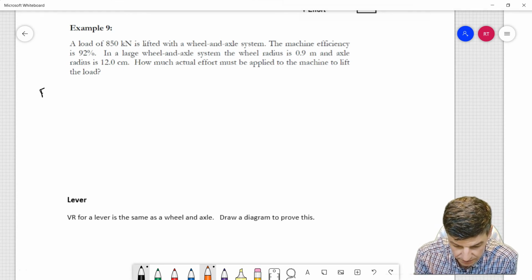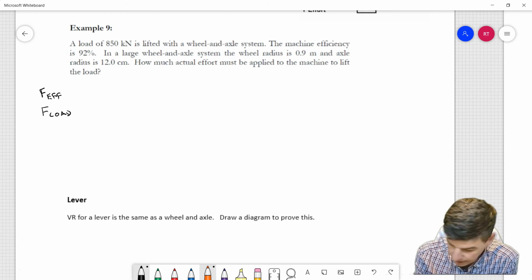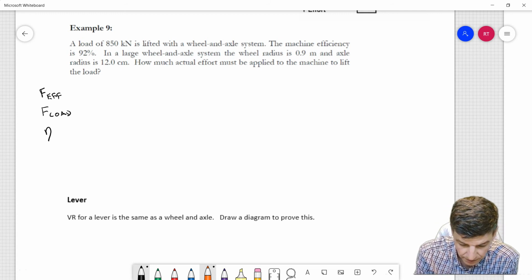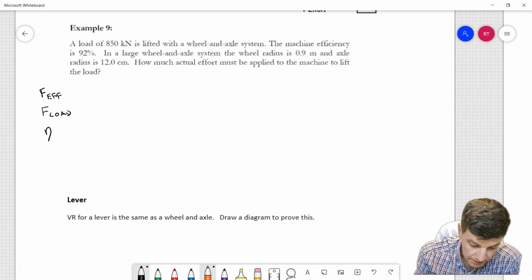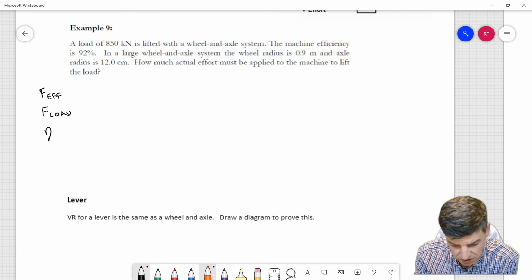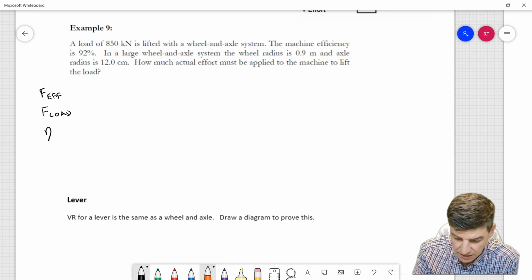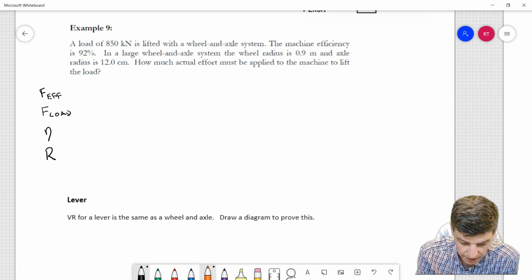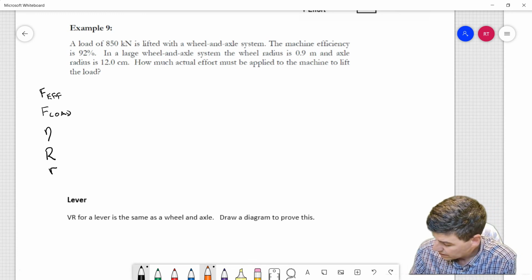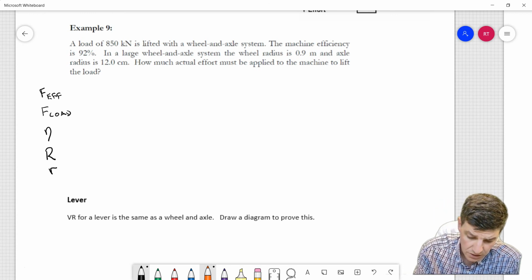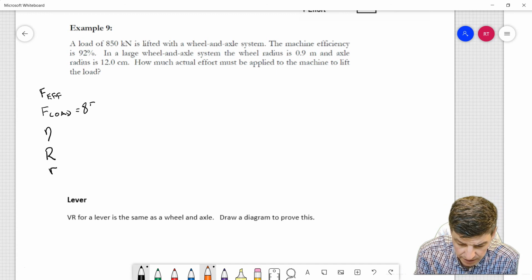Okay, so first of all, I'm just going to make a little list. Force of the effort, force of the load. I know from the problem my efficiency. In this one, they've given me some information on the radius. So I'm going to use large R and small r, and I think that's what I need to know to get started here. So I know that my load is 850 kilonewtons.